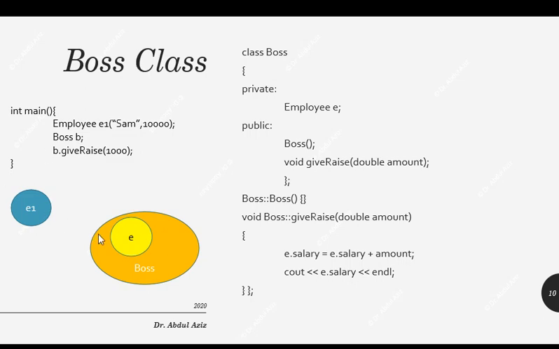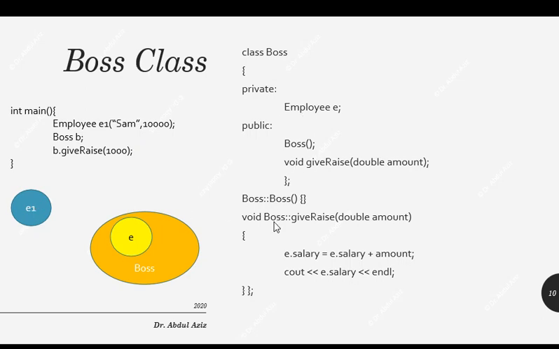But look, this E and this E1 are two different objects. When I call the function b.giveRaise, it will access e.salary. Which E? The E that is declared in the memory of this boss. This E does not mean Sam. Sam is a separate object.